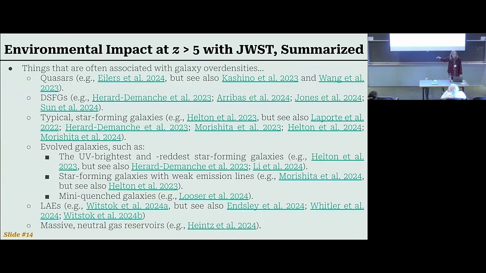And finally, I wanted to summarize the current status of the environmental impact with JWST beyond redshift 5. We heard a wonderful talk earlier from Anna Christina Eilers about quasars preferentially being found, not always, but preferentially, within these overdense environments. Dusty star-forming galaxies as well. What I just showed, the typical star-forming galaxies as well. Evolved systems such as the UV red or UV bright, the weak emission line galaxies, the mini-quenched, these also seem to be associated with overdensities. LAEs, we just heard a couple of talks about that, are also found. And maybe even these massive neutral gas reservoirs.